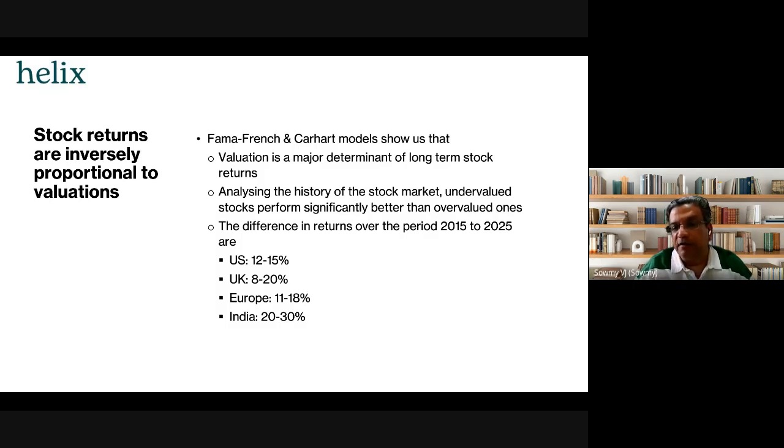in the Indian market, you're expecting about 20 to 30% above market returns. In the European market, 11 to 18% above market returns. UK, 8 to 20%. US, 12 to 15%. What did we do? We just worked a little bit of intelligence into how a vast majority of money flow happens using the passive investing mechanism, block trades, etc. A vast majority of the money is going to go into this one. I'm going to pick the undervalued ones because that is where stock returns are actually generated.